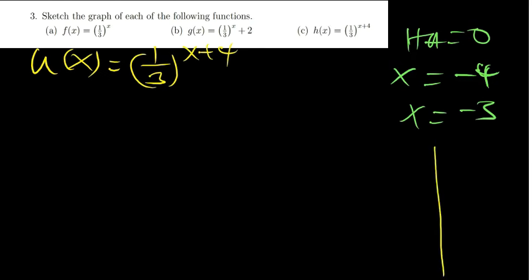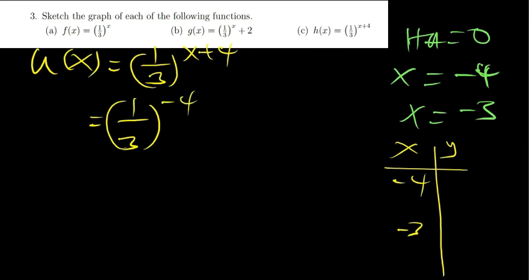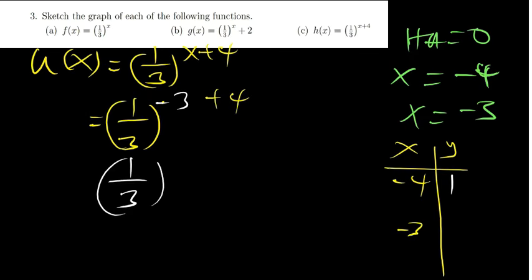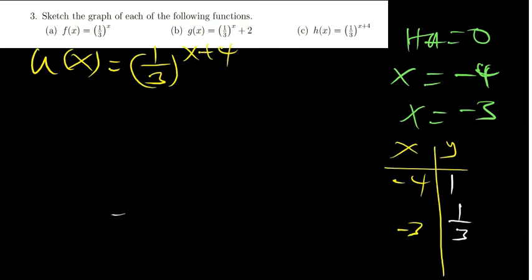So I'll have this x, y. So if x is negative 4 and if x is negative 3, what will be the value of y? Let's see. So 1 over 3, x has to be negative 4 plus 4. So negative 4 plus 4 is going to give us 0. So we have 1 over 3 to the power 0. Any number to the power 0 is 1. Now what if we put negative 3? Let's say where there's x, let's put negative 3. I'll have negative 3 here. Then I'm going to have 1 over 3 to the power of negative 3 plus 4, which is 1. Any number to the power 1 is the number itself, 1 over 3.